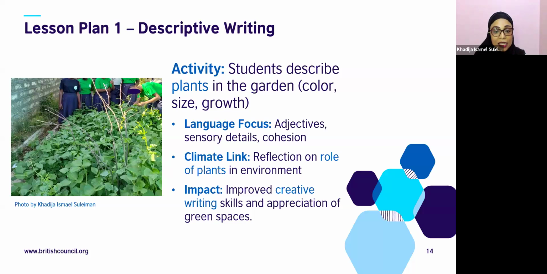The impact that it had was improved creative writing skills and appreciation of green spaces. And everyone in the school wanted to be part of the project.